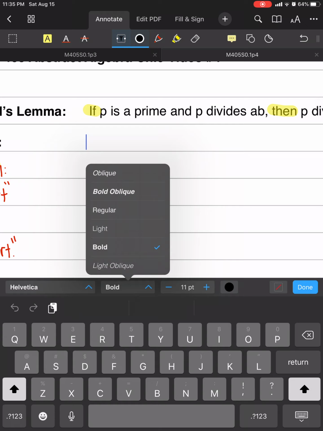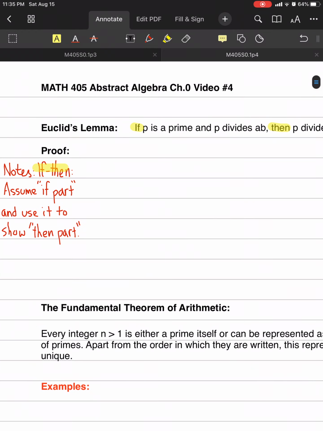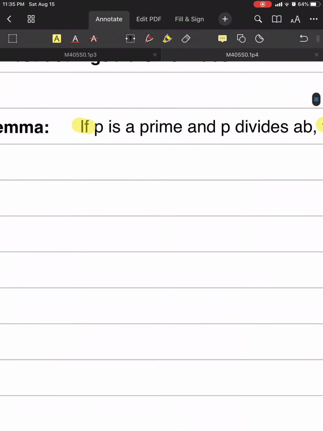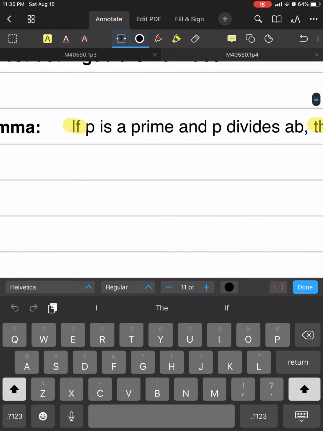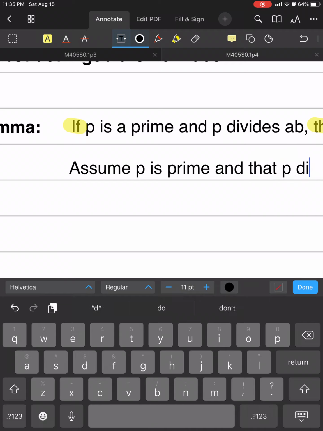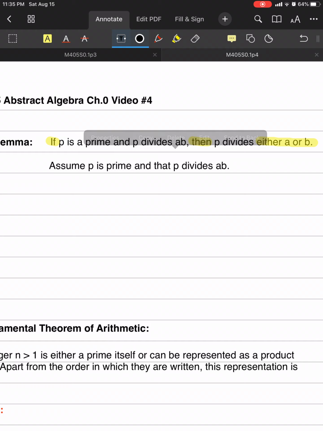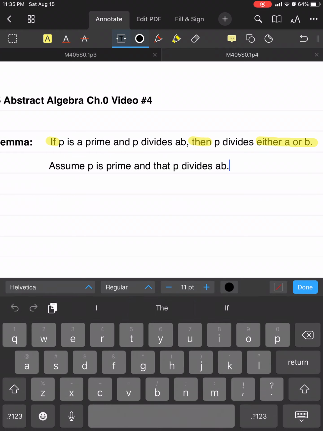Okay, so here we're going to start our proof. Now, remember here again, we're starting off with an if-then statement, so we want to assume the if part, which is convenient because it is right above where I'm starting here. So I'm going to say assume, first of all, P is prime, and that P divides AB. Now, so that's where we are to start with.